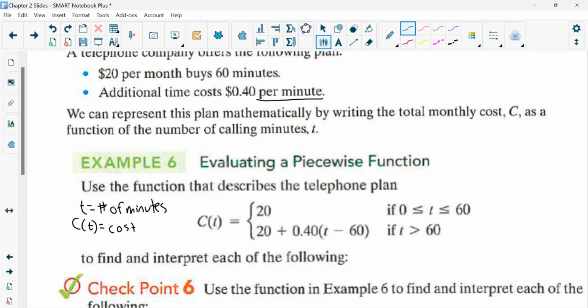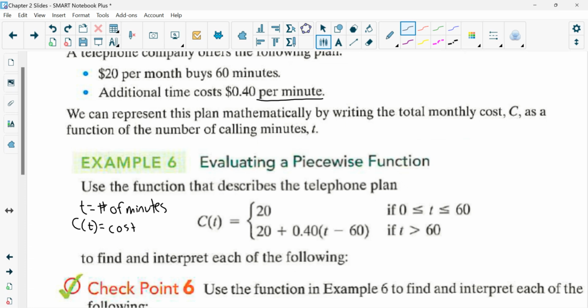All right, so it costs us $20. So that's why this is 20 here. Anywhere from 0 to 60 minutes are being used. So that's that first statement there. And then if we use above 60 minutes, we're still getting charged that $20, and then we're charged 40 cents for each additional minute after that.